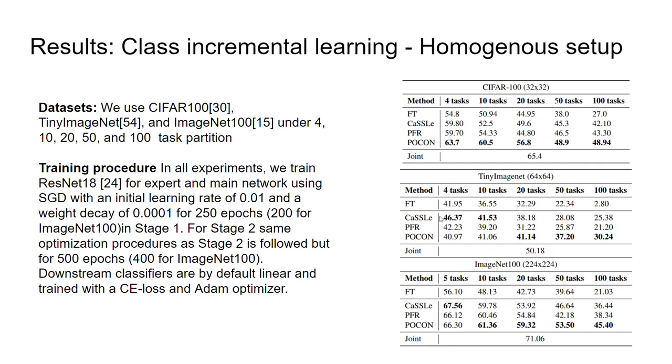For Tiny ImageNet, for few task partitions, 4 and 10, CaSSLe is better, but as the number of task partitions increases, our method is better than the others, and the gap between our method and previous ones keeps growing. And for ImageNet 100, again, for few task partitions, CaSSLe is better, but as the number of task partitions increases, our method is showing that it's better than the other ones.